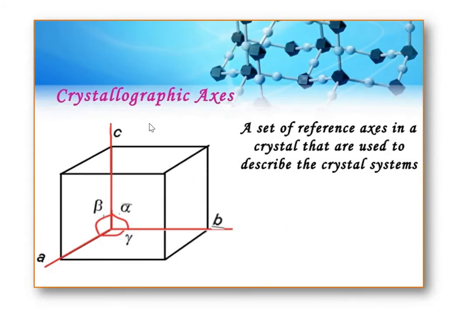Now, we have to study the crystallographic axes. We know there are three axes, X, Y and Z, or A, B and C. These are the crystallographic axes. This is the set of crystallographic axes, and the angles made by these axes are alpha, beta and gamma.